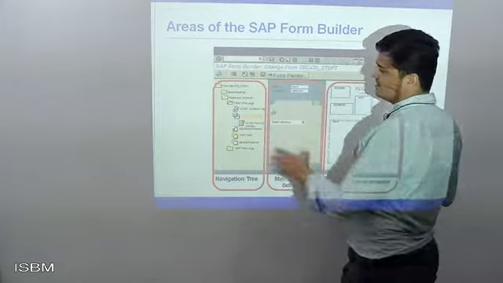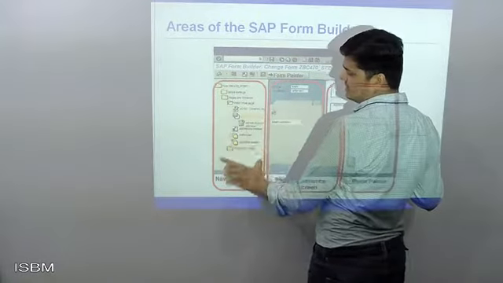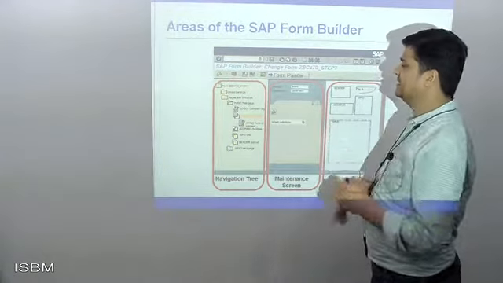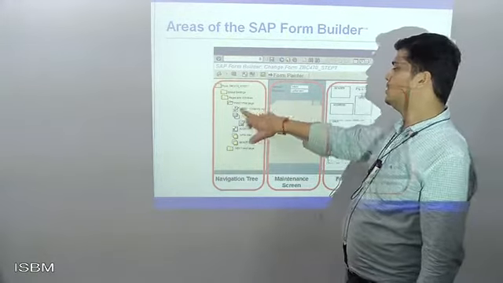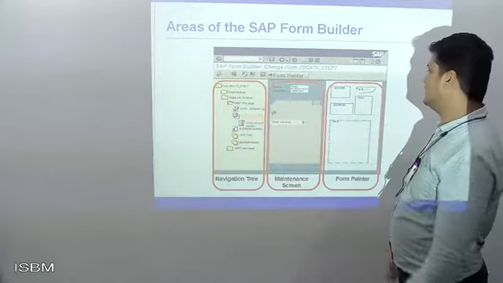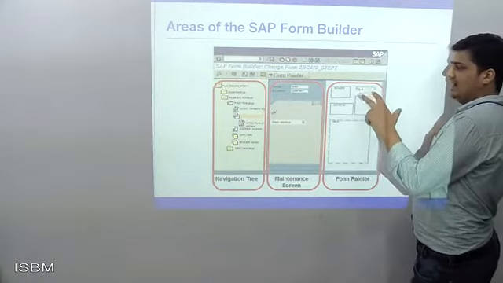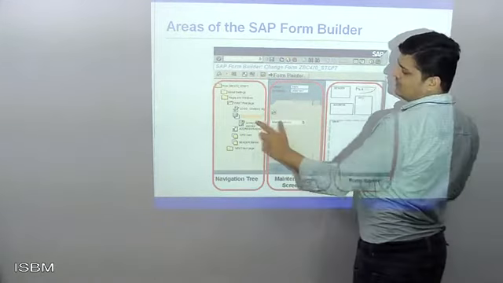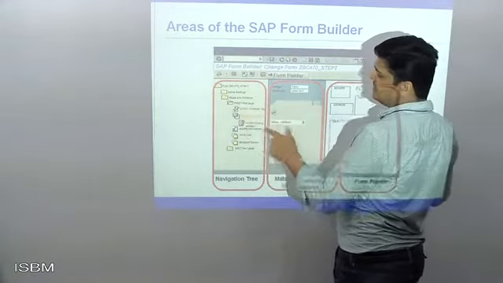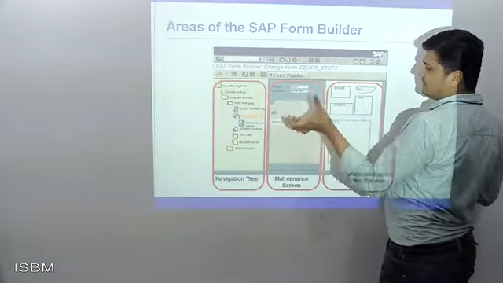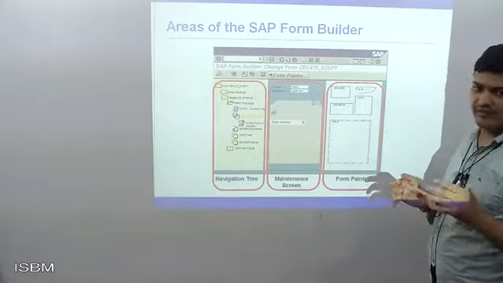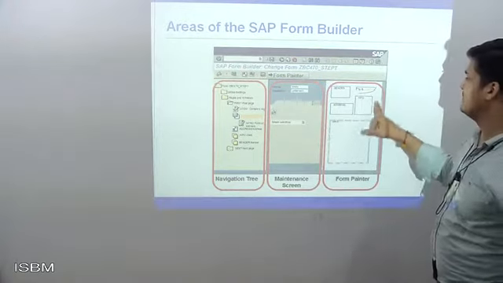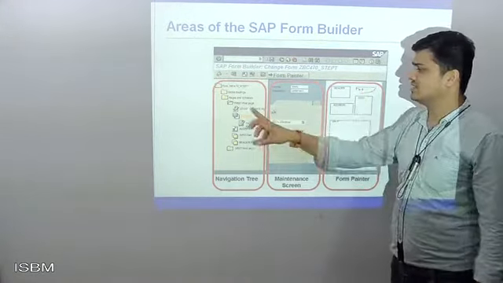Then we have pages and windows. You can see that these are the pages. This is the first page. Then we have a logo, so here we can upload the logo of the company. This is the company logo over here. This logo is coming because we have added it here, and we have given the alignment so that the logo is printed over here.